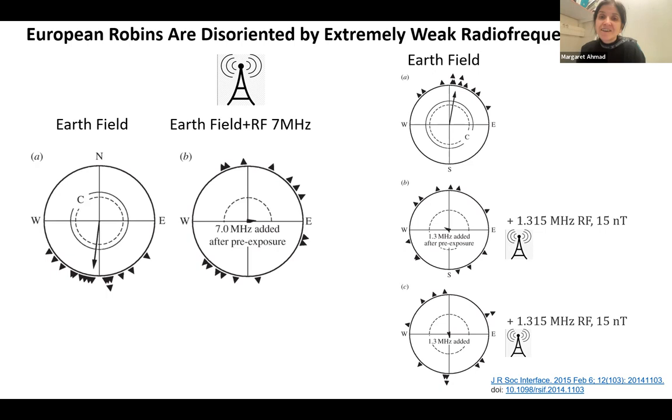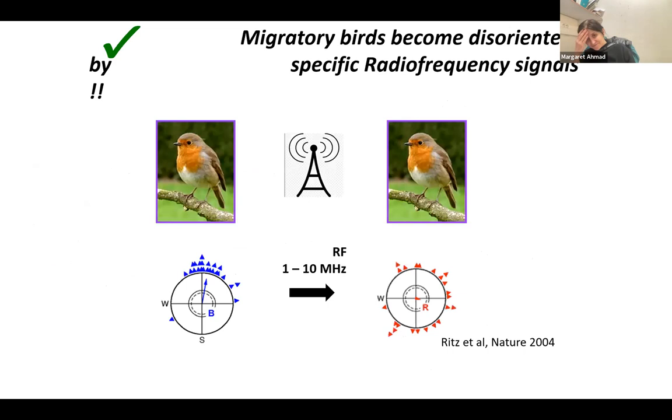So this next slide. This is powerful evidence. Again, behavioral evidence, biology. This is what we call real evidence that quantum phenomena must be involved, because how else do you explain such a tiny force affecting bird navigation? It's impossible. And that was first published by Torsten Ritz and the Wilczkos in Nature in 2004.